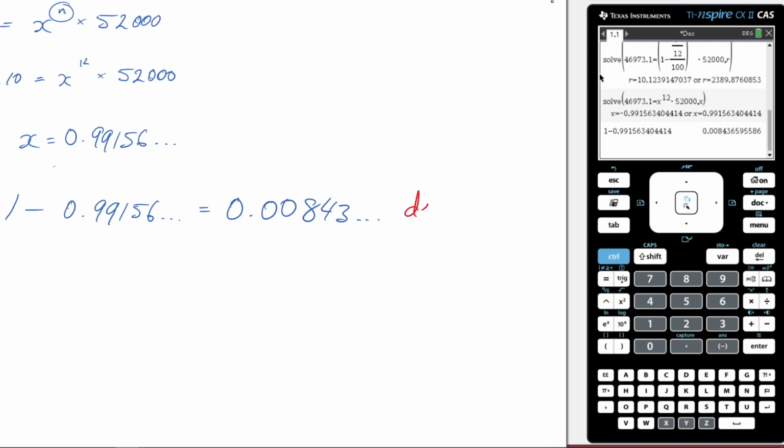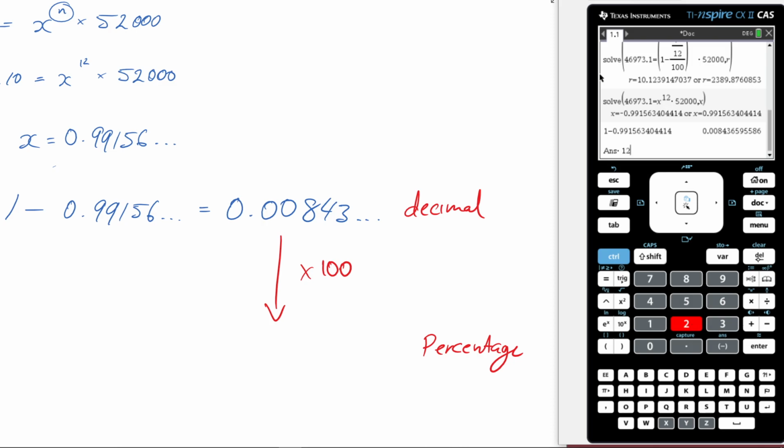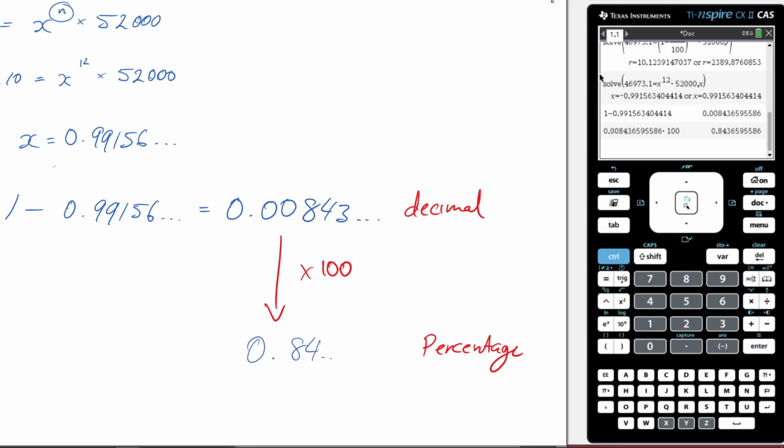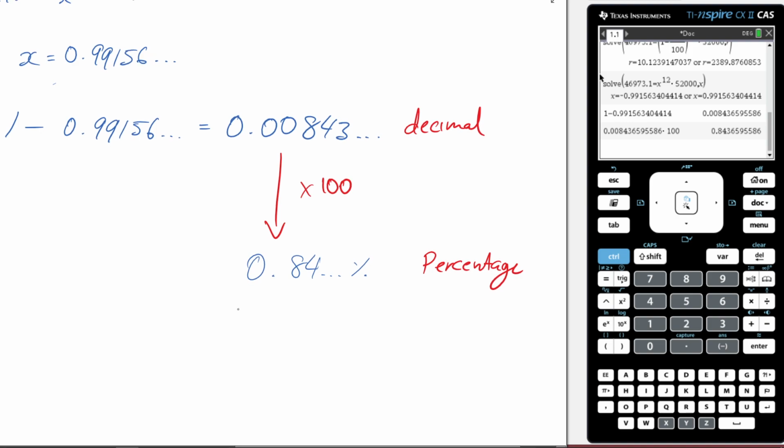But remember, this is a decimal. I want it as a percentage. So in order to do that, I'm going to have to times by 100. I'm going to take that number and times it by 100. And that's going to mean that every month I'm losing 0.84... That's how much percentage I'm losing each month. 0.84%. So each month, this is how much I'm losing. Let me write it down, monthly.